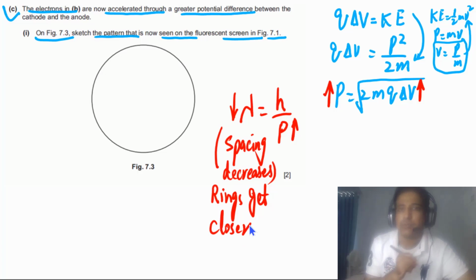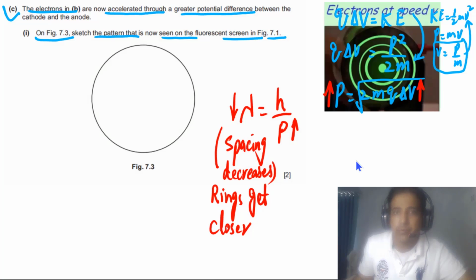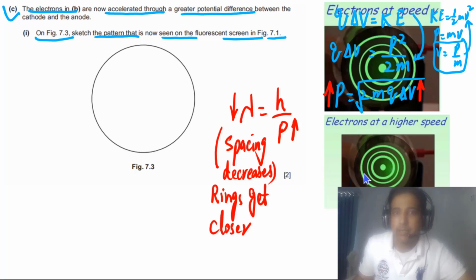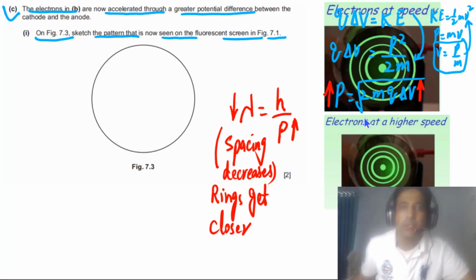Now let me explain this with one simple example with the help of a diagram. You can see here this is the diagram, and we have another diagram here. This one is at low speed, this one is at higher speed, which means these rings are close to each other. So now we need to draw the rings on this one, but they have to be close to each other.